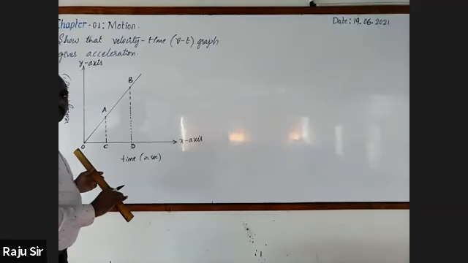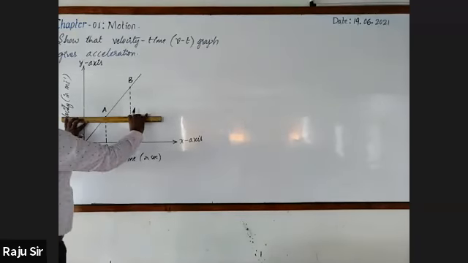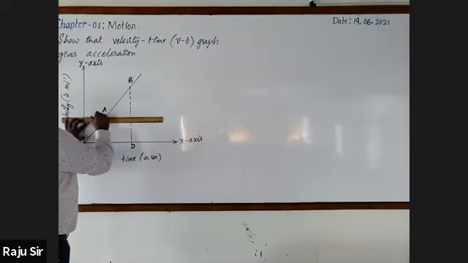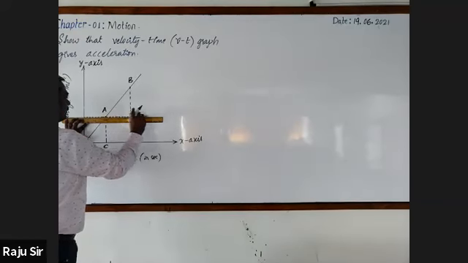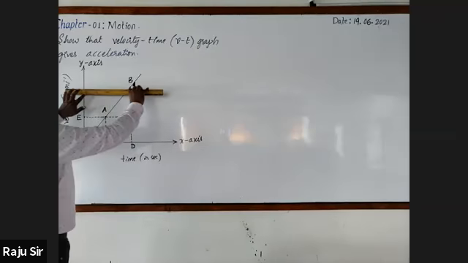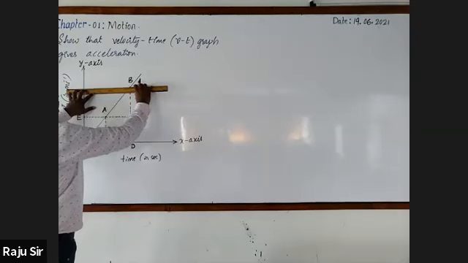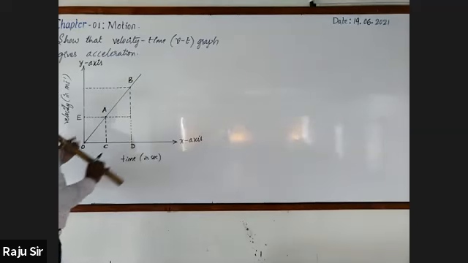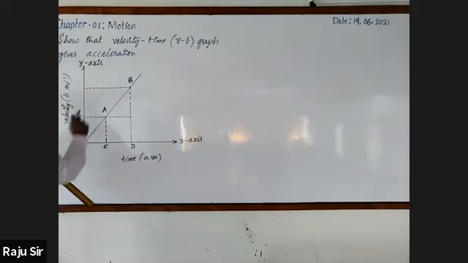Next, draw a line parallel to the x-axis through A. Call this point E. Similarly, draw one more line parallel to the x-axis through B. This will intersect the y-axis at F.